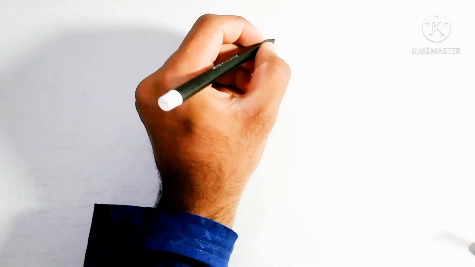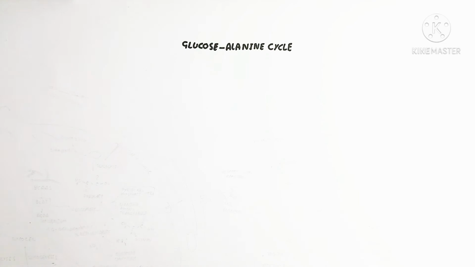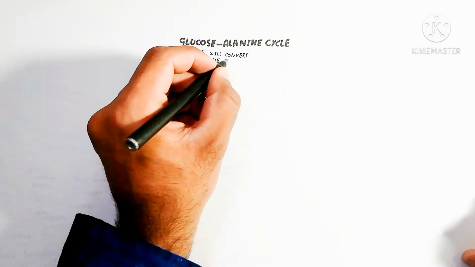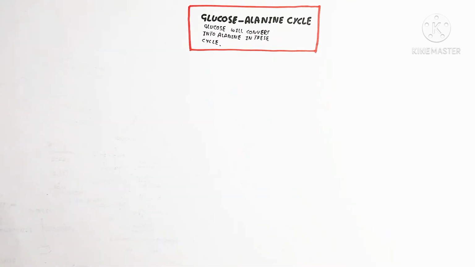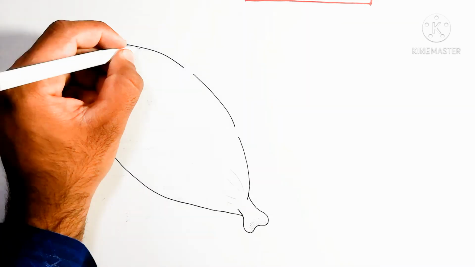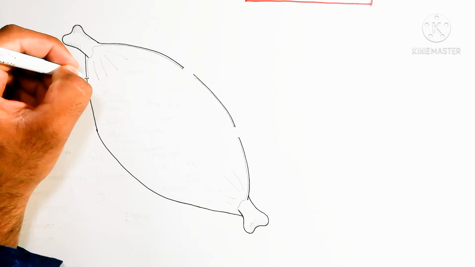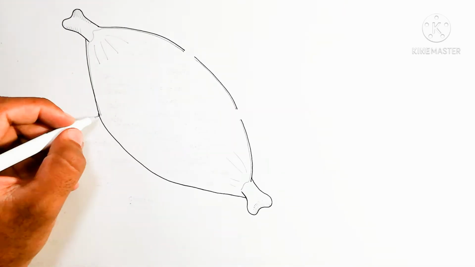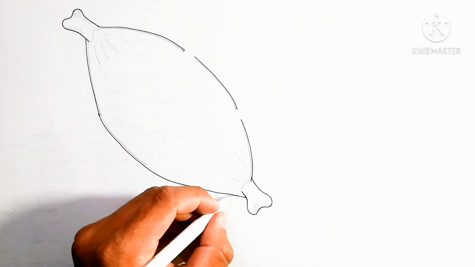Hello, today we will discuss the glucose-alanine cycle. The glucose-alanine cycle means glucose is converted into alanine. Alanine is basically an amino acid. So we will discuss how glucose is converted into alanine in this cycle.